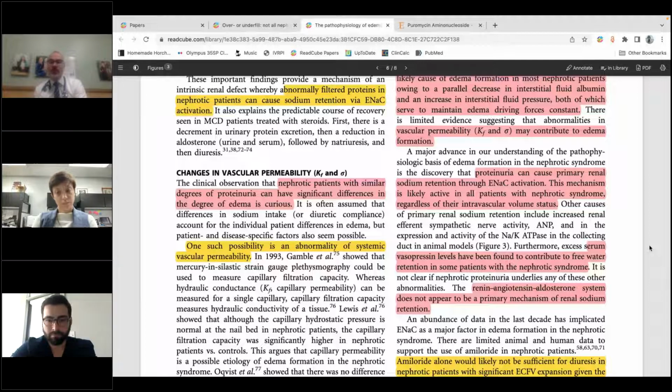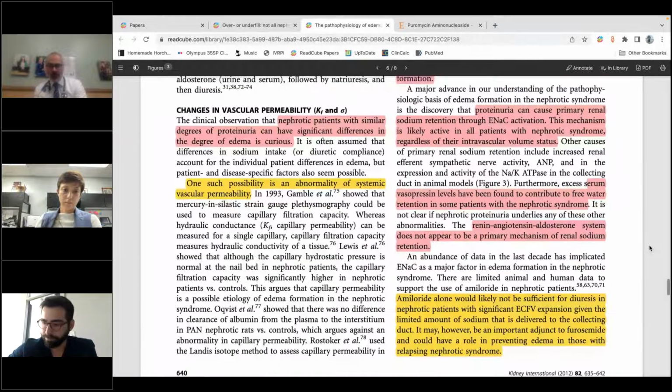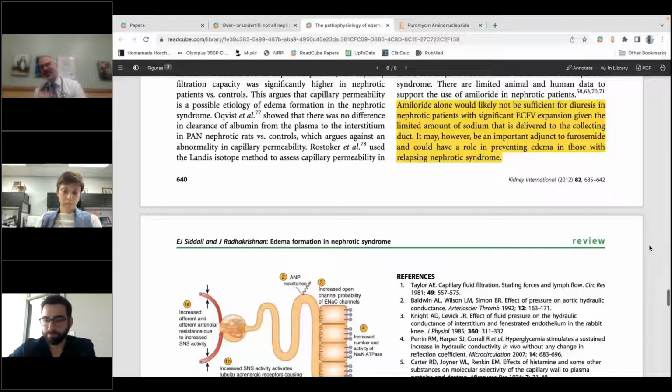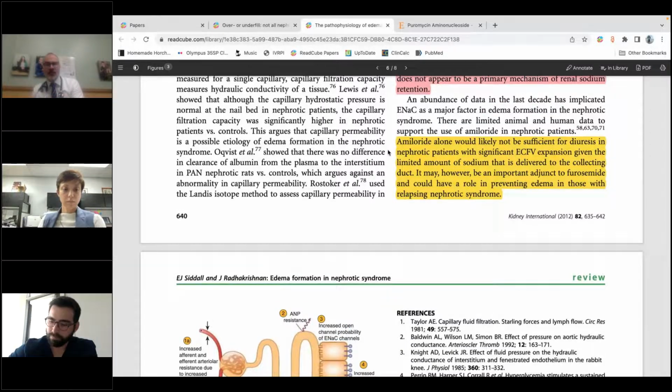Excessive ADH might be present, but is probably just a contributing factor, and that's kind of what we're left with. And then they kind of close just giving a little bit of information about amiloride, which, remember, is that ENaC channel antagonist. And they say that it's not likely that that would be sufficient to prevent that volume expansion because it's so late in the nephron, but it might be something that could be used, especially in combination with furosemide.